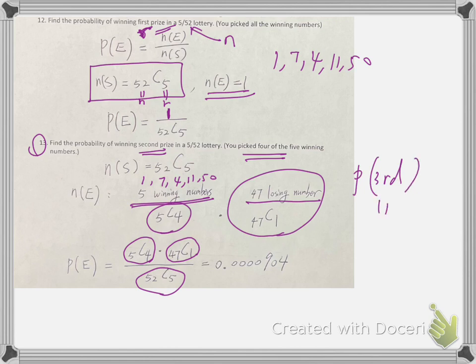So this will be what? This will be 5. You match 3 numbers. You choose 3 winning numbers, and then 47, you choose 2 losing numbers. Right? That's the numerator, and then we have the same denominator: 52 choose 5.